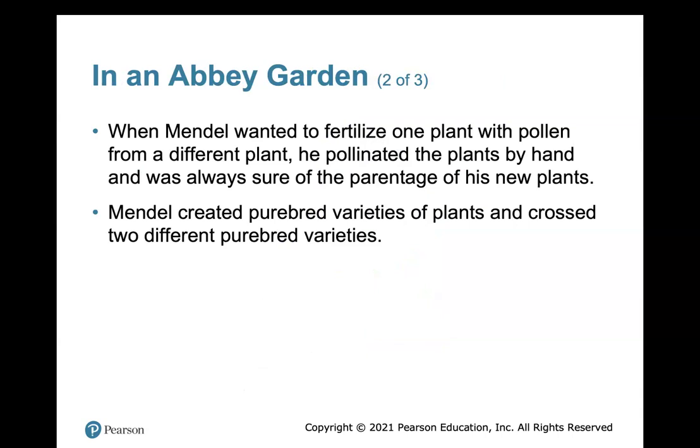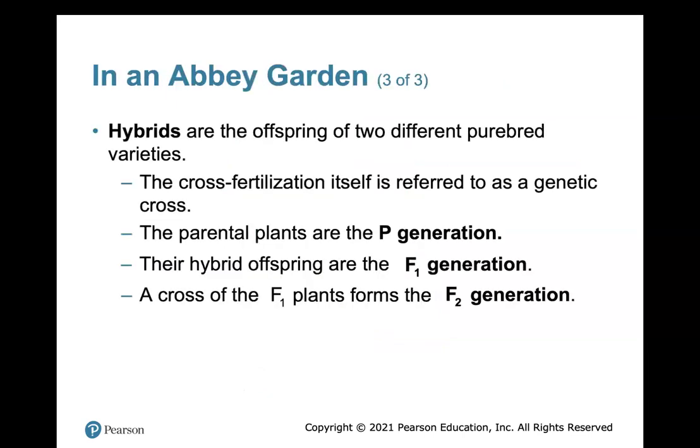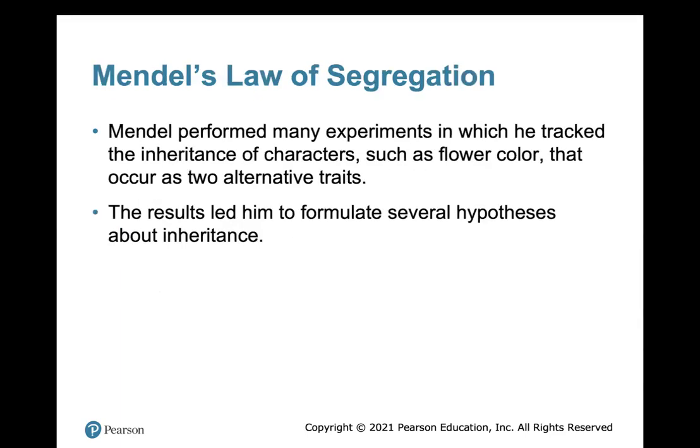And Mendel created purebred varieties of plants and then crossed two different purebred varieties. So basically, he was able to control how these plants fertilized so then he could control and study the characteristics or traits. Hybrids are the offspring of two different purebred varieties, and the cross fertilization itself is referred to as a genetic cross. The parental plants are the P generation, their hybrid offspring are the F1 generation, and then the cross of the F1 plants forms the F2 generation.